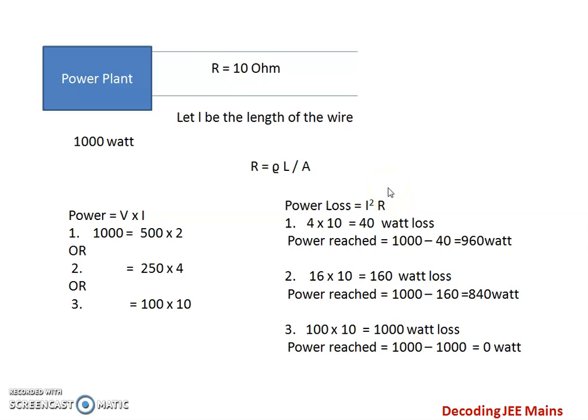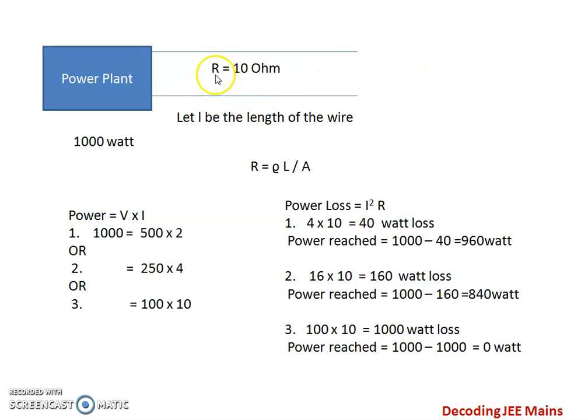Now let us discuss the problems in the transmission. So let us consider that there is a power plant which usually generates a power of about 1000 watt, and with the help of the transmission cables it is received up to the consumer.